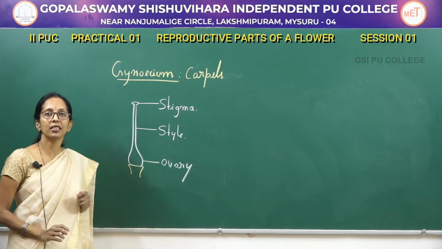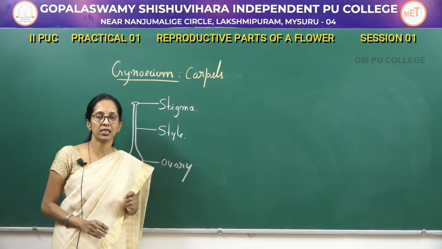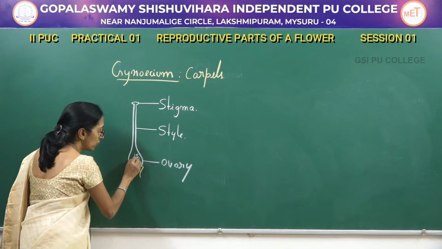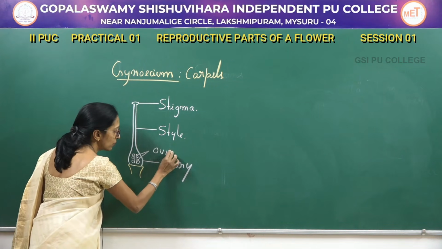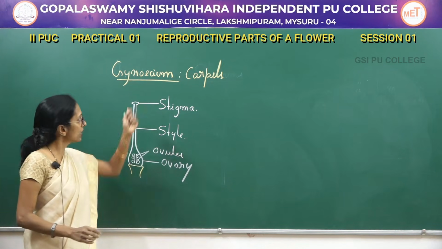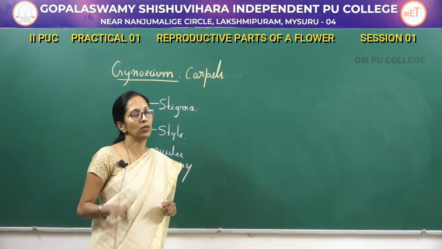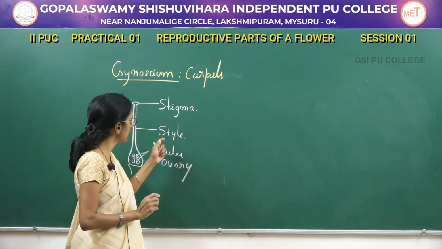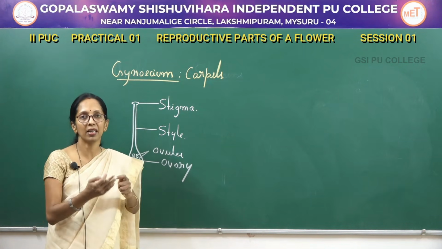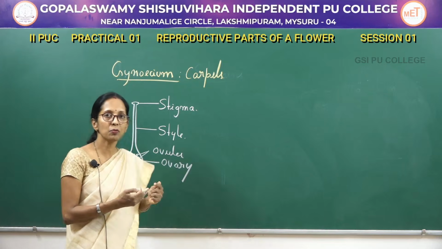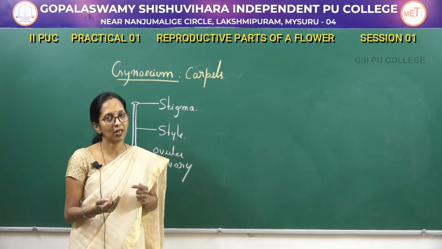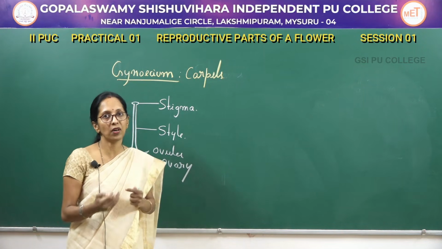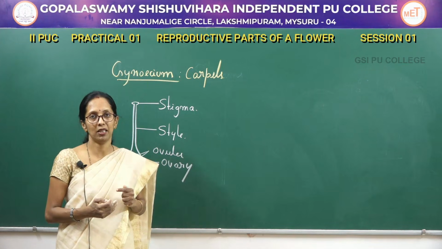Inside the ovary there is a fertile tissue called the placenta, to which there is an attachment of ovules. These are ovules. If the gynoecium is composed of only one carpel, it is monocarpellary. If it is made up of two carpels, it is bicarpellary; three carpels, tricarpellary; four, tetracarpellary; and five, pentacarpellary.